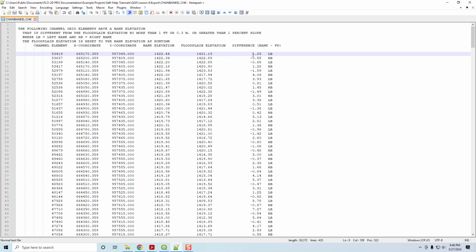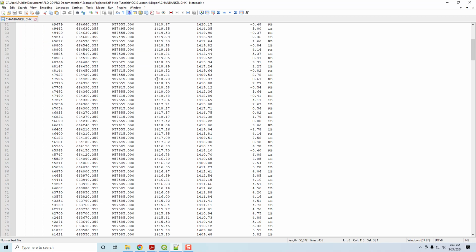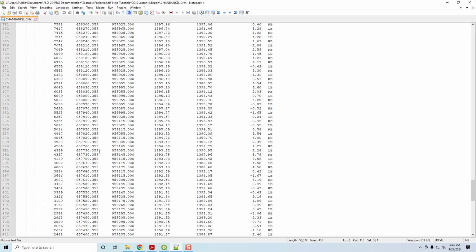So, there is a 1.25 foot difference. So this would be bank elevation minus the floodplain elevation. If it's a positive number, the channel bank is higher. If it's a negative number, the floodplain is higher. And this would be telling you which bank it was assigned to. So how many do we have listed in here? Maybe that's all of them. Maybe this is left and right banks.